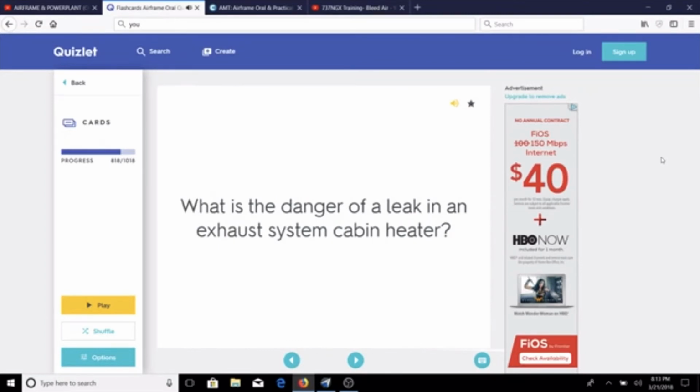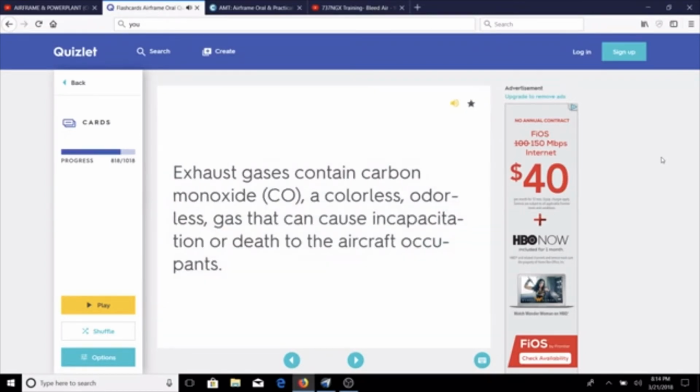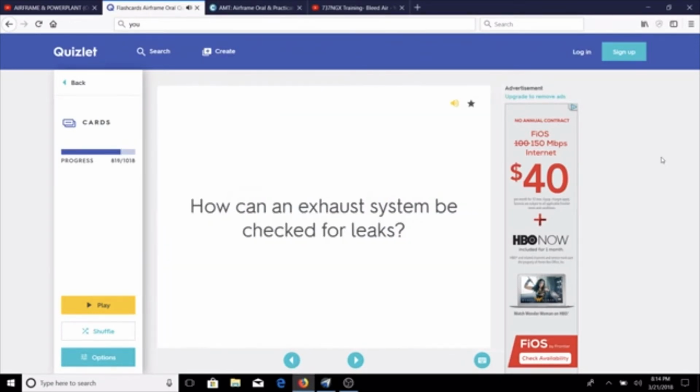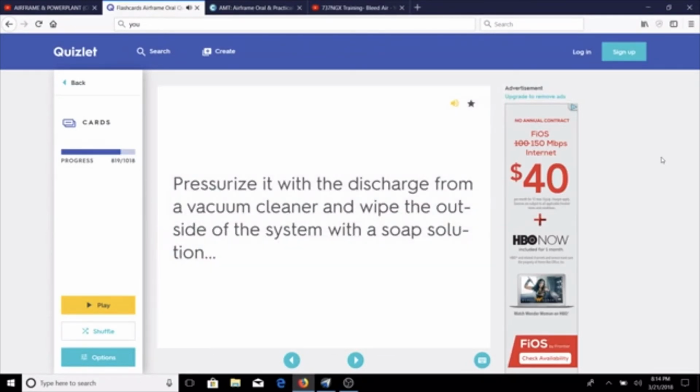What is the danger of a leak in an exhaust system cabin heater? Exhaust gases contain carbon monoxide, a colorless, odorless gas that can cause incapacitation or death to the aircraft occupants. How can an exhaust system be checked for leaks? Pressurize it with the discharge from a vacuum cleaner and wipe the outside of the system with a soap solution.